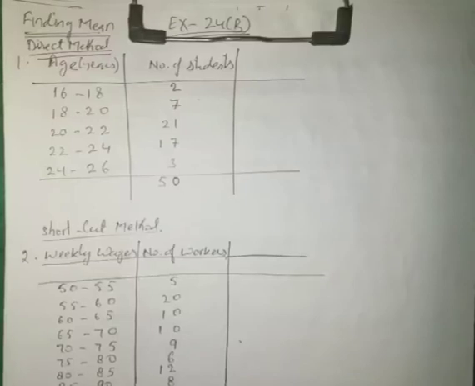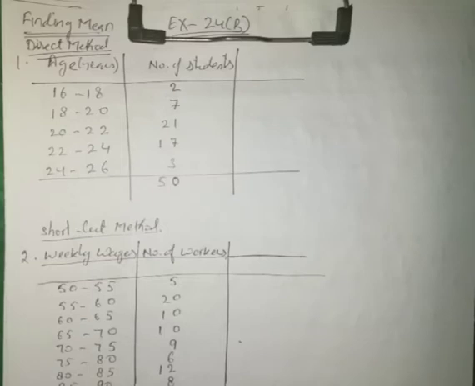Hello students, today we are going to talk about three methods used to find the mean of the given data. The first method that I am going to talk about is called the direct method. For the explanation, I am taking the first question from your exercise 24b.